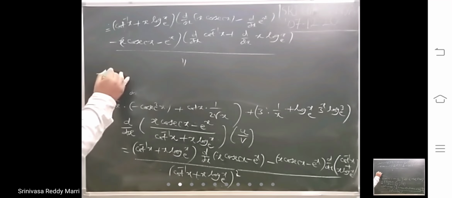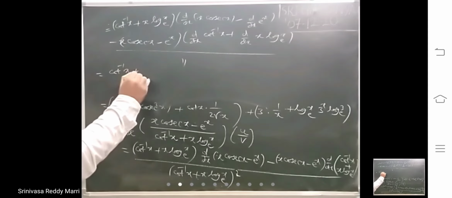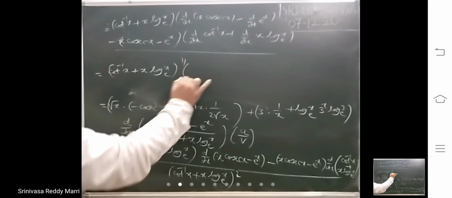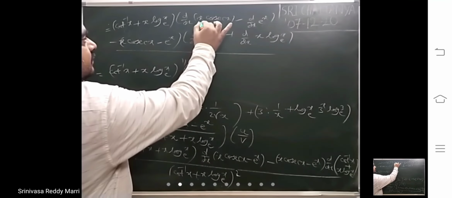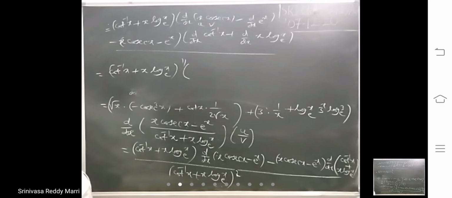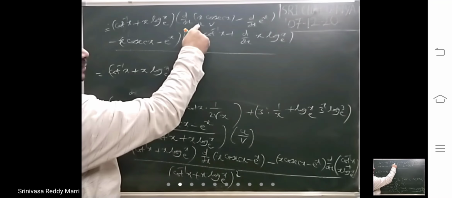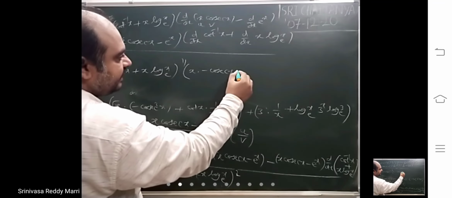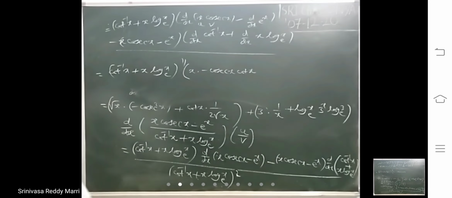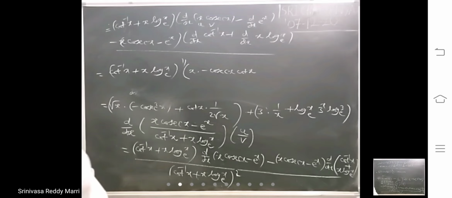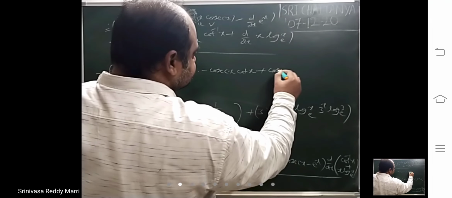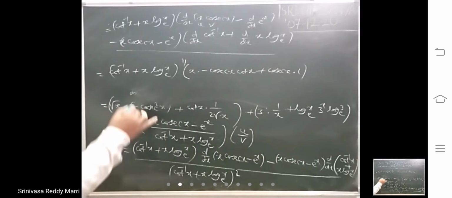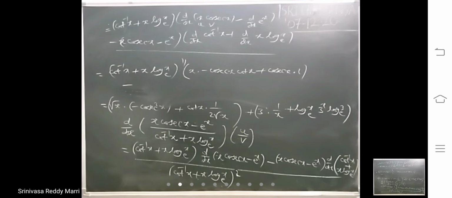So now applying, the final answer is u into v. This is u, this is v. So applying u into derivative of v. Cosecant x formula is what? Minus cosecant x cot x. Derivative of cosecant x plus cosecant x into derivative of x, which is 1. Derivative of x is 1, minus this one.